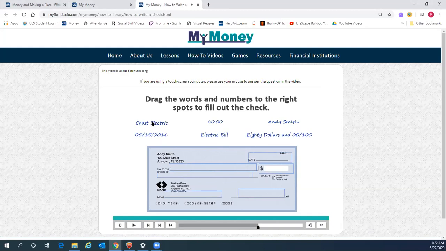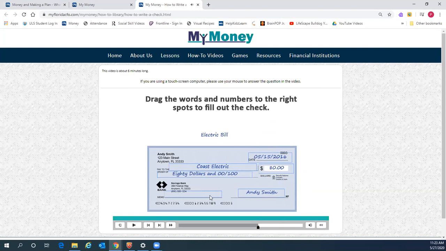Well, we know we're paying Coast Electric. And the date is May 15th. The dollar amount is $80. And underneath here, remember, we have to write out the amount, $80 and 0.01. So no cents. Then we're gonna sign, and this is Andy signing.